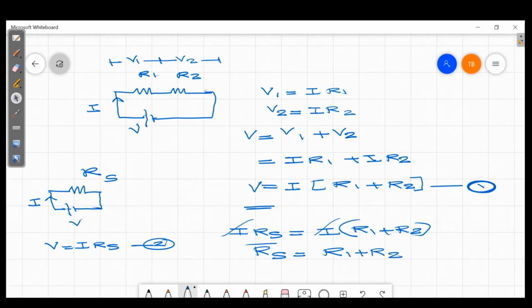That means in series the resistances are added up. That means the equivalent resistance is the sum of the resistances which are connected in series. That's a very good relation. That means we can reduce the value of current by connecting resistors in series.